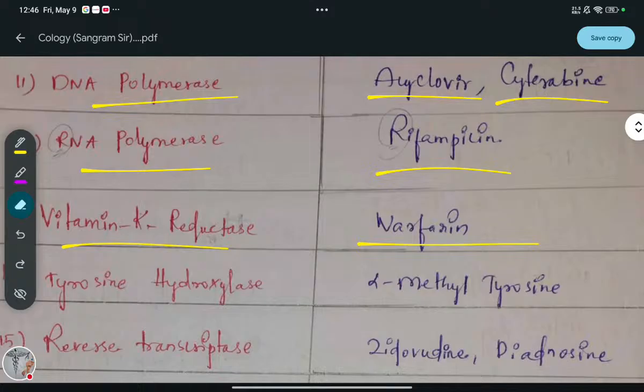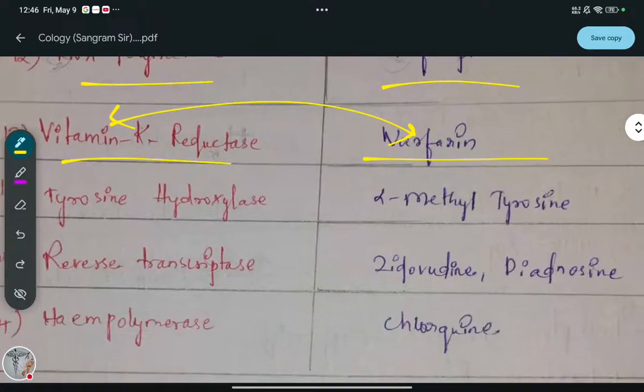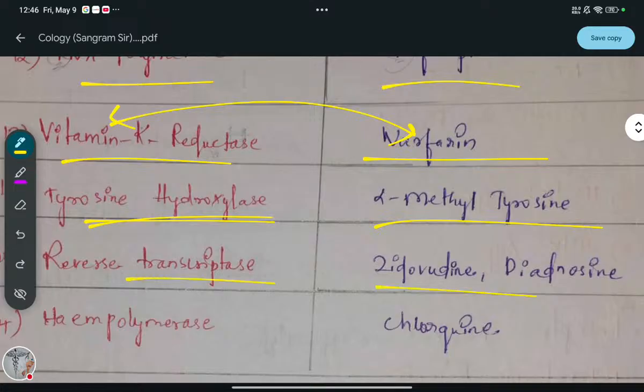Antagonistic effect will be shown by warfarin and vitamin K. So vitamin K reductase is blocked by warfarin. Next, tyrosine hydroxylase is blocked by alpha methyl tyrosine. Next, reverse transcriptase is blocked by zidovudine and didanosine.